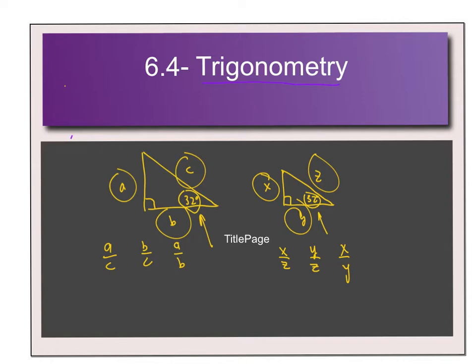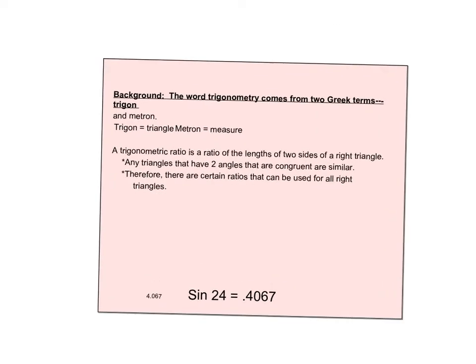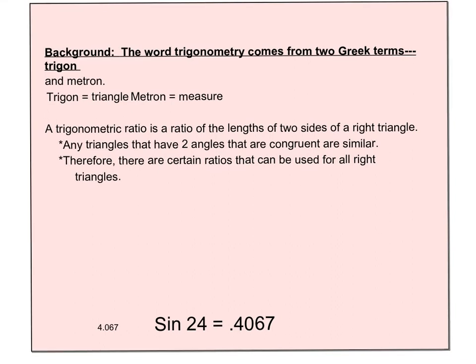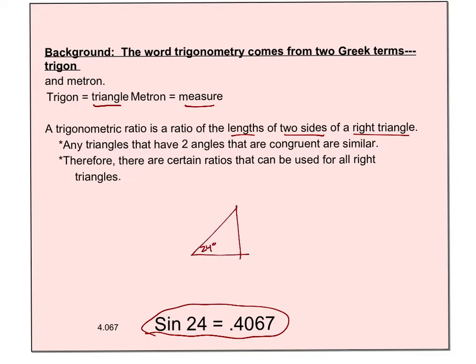Okay, so let's talk about how we break up those sides. Trigonometry, as its word, means two things: trigon, which is triangle, and metron, which is measure. So a trig ratio is a ratio of the lengths of two sides of a right triangle. If you put into your calculator sine of 24, you would get 0.4067. Without knowing anything about a triangle or its sides, if I've got a right triangle with 24 degrees and I take the sine of 24, that's going to be the relationship, no matter what. Not an easy idea to wrap your minds around, but it's still something that bears thinking.